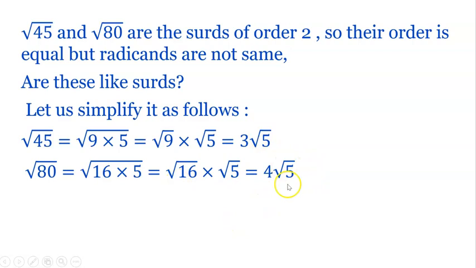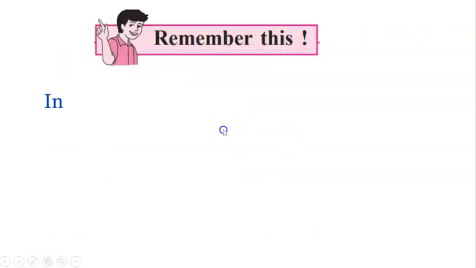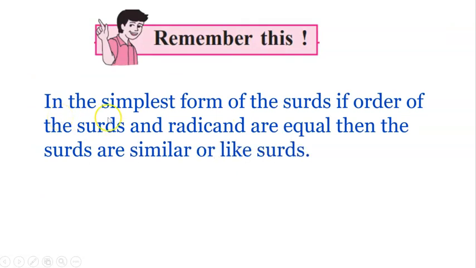Now the order of these two surds is the same. Their radicands are also equal, and these two surds are like surds after simplification. Therefore, 3 root 5 and 4 root 5 are similar or like surds, which means root of 45 and root of 80 are similar surds. Remember this: in the simplest form of the surds, if the order of the surds and the radicands are equal, then the surds are similar or like surds.